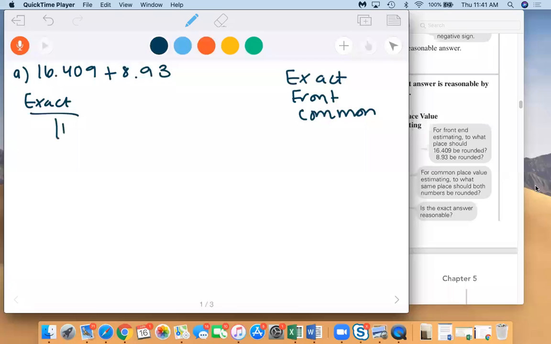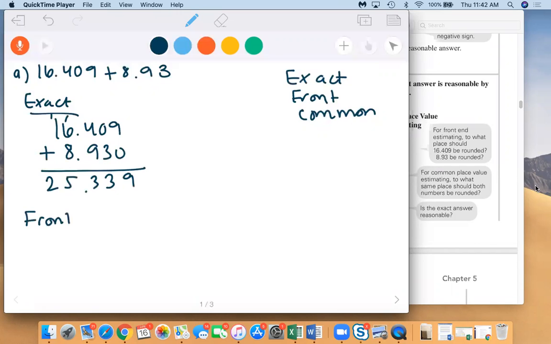So we have 16.409. And remember, we need to line up our decimals: 8.930. So we add them up. We have 9, 3, 13, carry the 1, 15, carry the 1. So we have 25. So that's our exact answer. So let's go ahead and do our front end and see what we get.